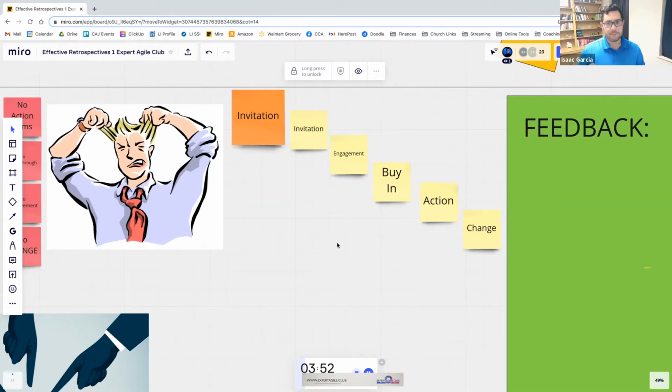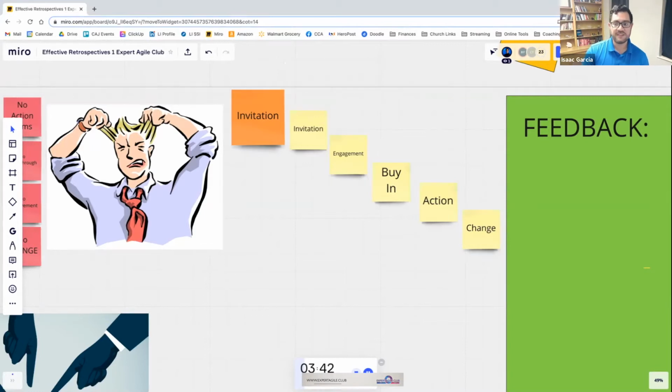When you invite people, I want to invite you to be a part of the conversation. I want to invite you to help make this team better. I want to invite you to help solve this problem. What that leads to is if the people take the invitation, that leads to engagement. They are engaged because they've been invited. They're there because they want to be there. They have opted in to the discussion and the improvement.